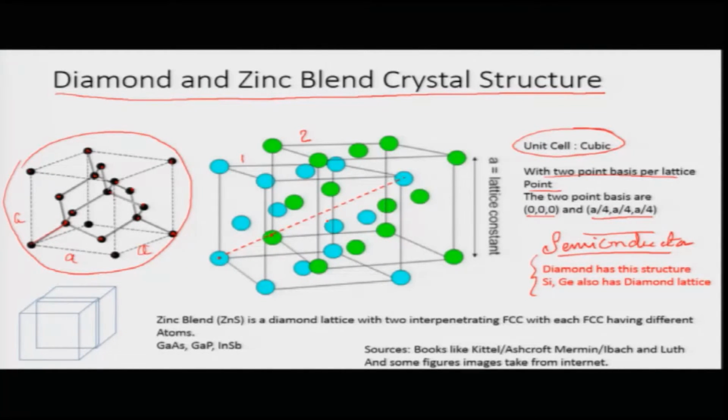Of course, in the diamond lattice, for example, in the carbon lattice, all of these atoms are identical, they are not blue and green, they are not separate. For example, in silicon and germanium, this is also the case, and you get this sort of a structure.